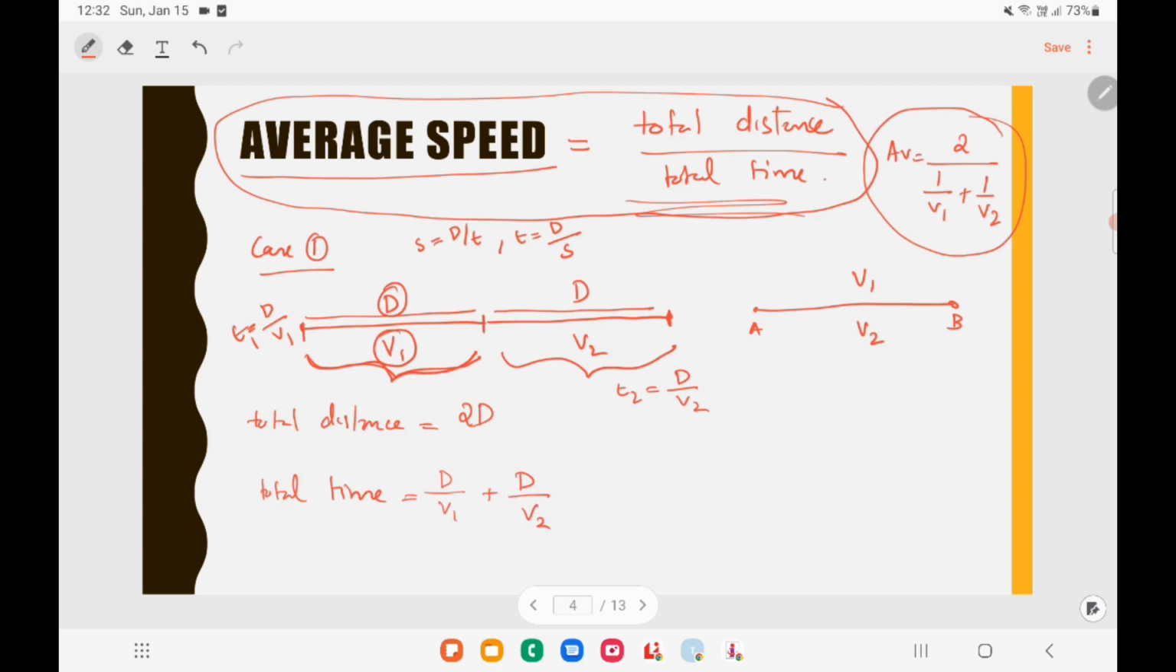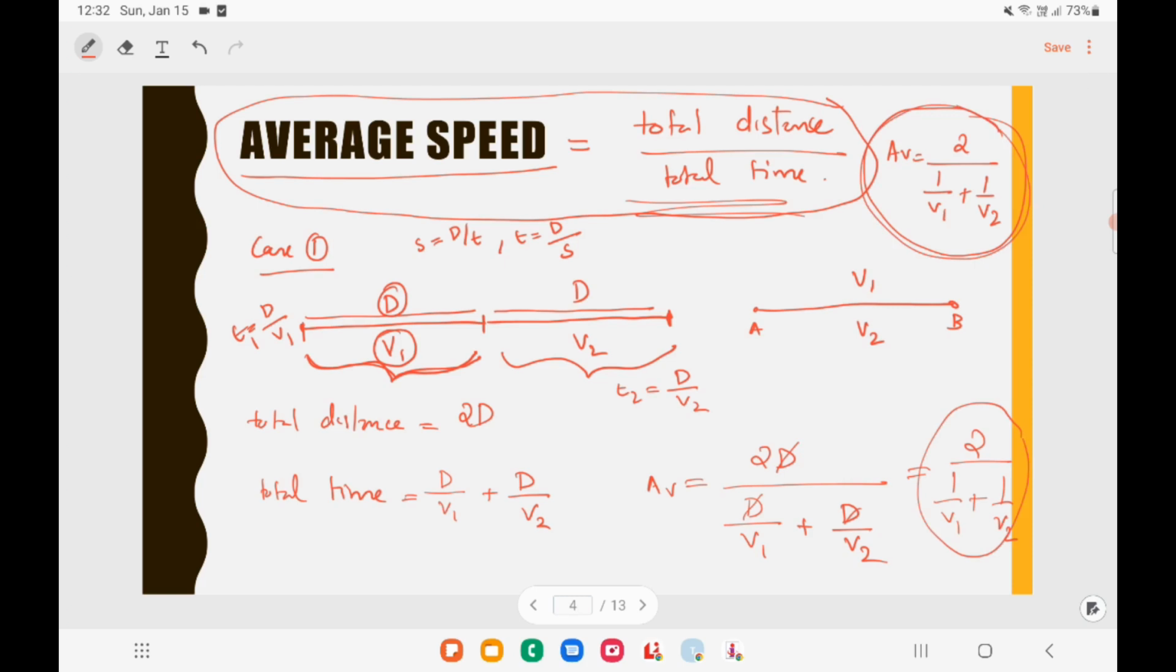So the equation for average speed is total distance by total time. Here total distance is 2d and total time is d by v1 plus d by v2. You can cancel this d out, and you will get 2 divided by (1 by v1 plus 1 by v2). Actually, this is how you get this formula. So don't remember the formula, just remember total distance by total time.